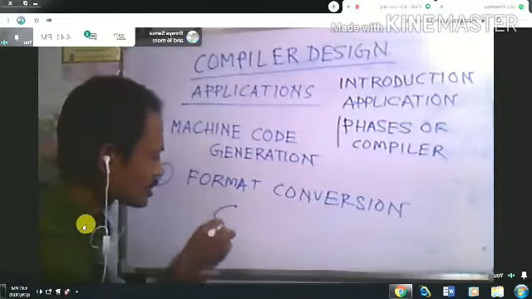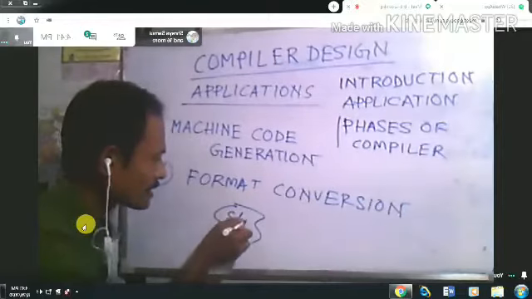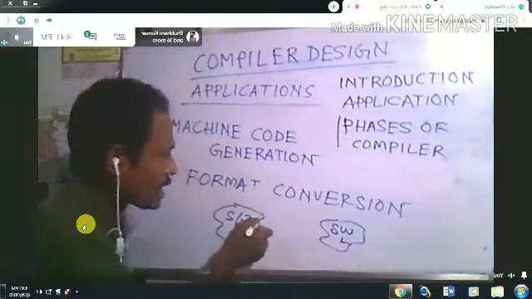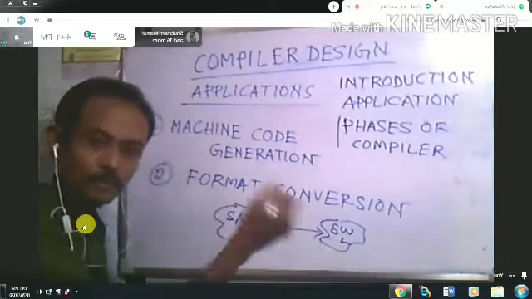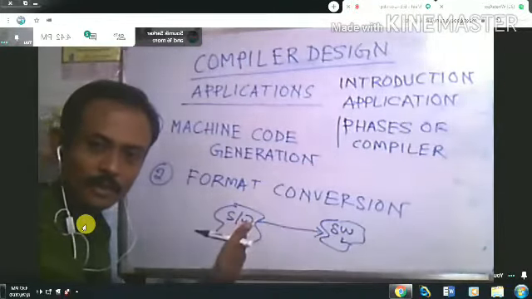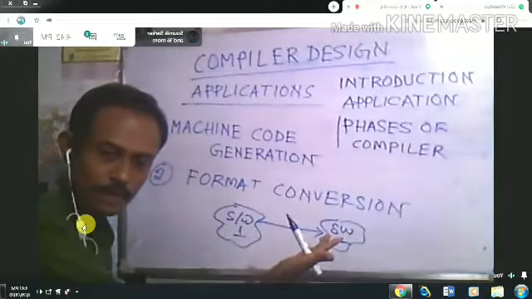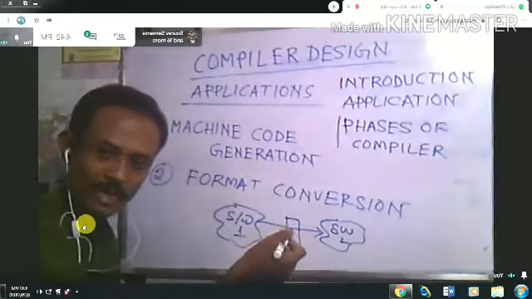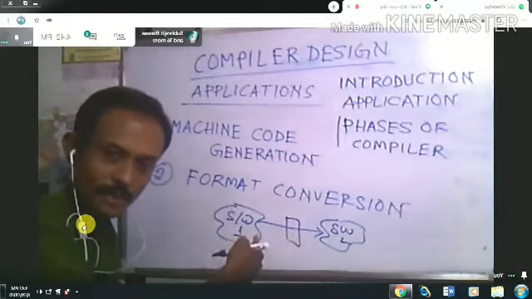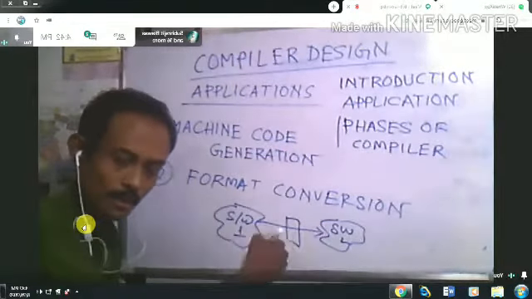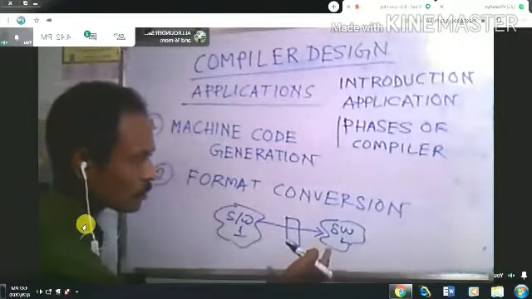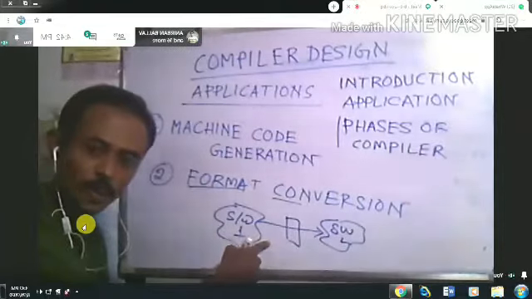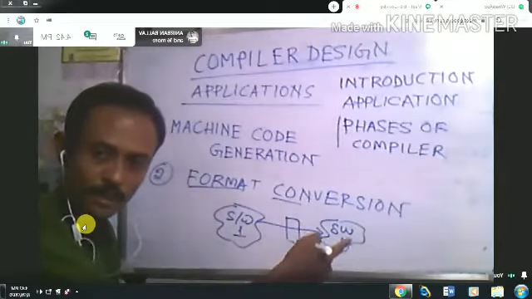I already told you, suppose there is a software. This is software 1 and this is software 2, and the output of one software will be the input of another software, but this format cannot be understood by the other software. So in between we have to use a translator. This translator converts the output of one software into understandable code for the other software. That is called format conversion. That means the format of this output will be converted into another format.